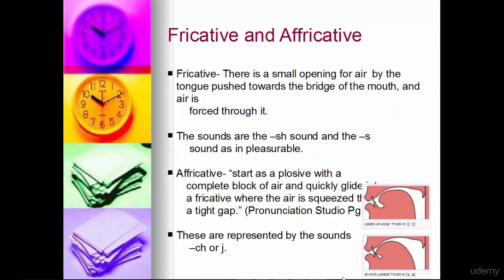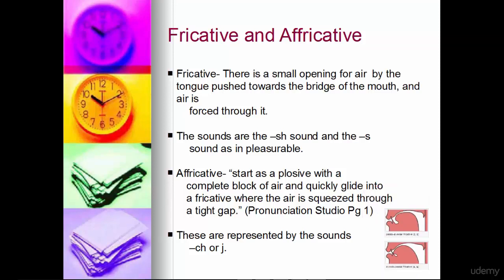A fricative is a small opening in the air, and the tongue's pushed towards the bridge of the mouth, and the air is forced through it. These are like the sh sound and the s sound. An affricative starts as a plosive and complete block of air and quickly glides into a fricative where the air is forced through a tight gap. And this would be like the ch or the j sound.